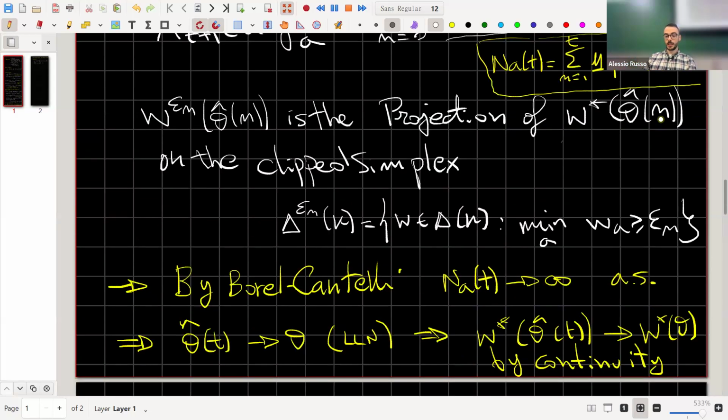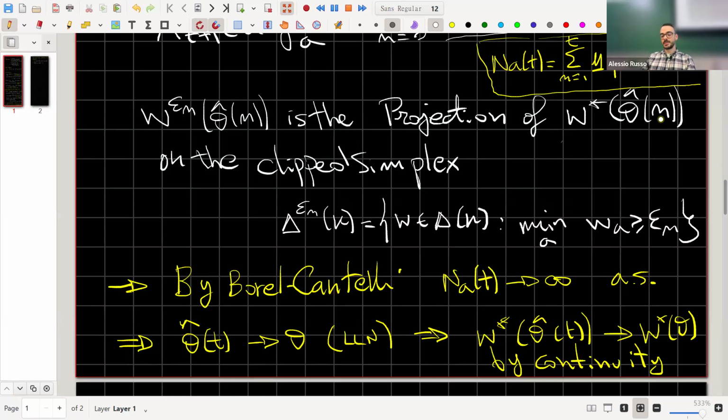And by doing so, we know by the Borel-Cantelli lemma that I showed you yesterday that we can guarantee that the number of times we sample each arm goes to infinity, almost surely. And because of the law of large numbers, we also know that the maximum likelihood estimator will tend to theta, the true value. And then by continuity of W star, we also know that W star at theta t will converge to the true W star theta.